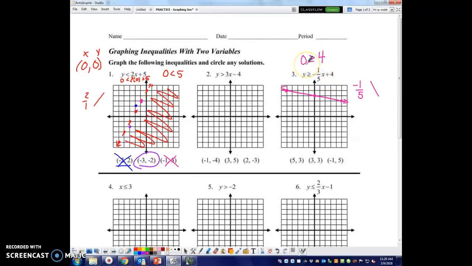Which one does it say is bigger? It says the 0 is bigger. Is that true? No, it's not true. So that means 0, 0 cannot be a point. So we'll shade this other side. Now we're going to test these other points.